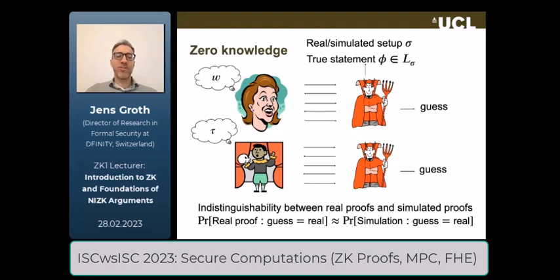And in the bottom half we have the simulation. Imagine you have a simulated setup, and the simulator uses the simulation trapdoor to engage with the verifier. In both cases, the verifier will output a guess: am I in a world where I'm interacting with a real prover, or a world where I'm interacting with a simulator? We say it's a good simulation if the verifier cannot guess which world it's in. So we want it to be indistinguishable whether it's running against the real prover or against the simulator.